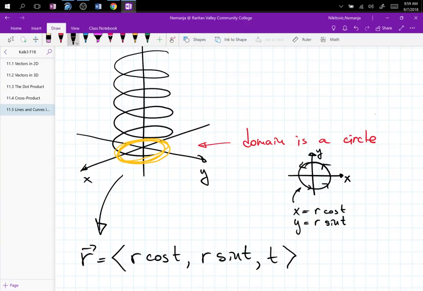Do you have to put t there or a linear? No. You can put quadratic, exponential, you can put whatever you want. That will make your helix progressively go faster.